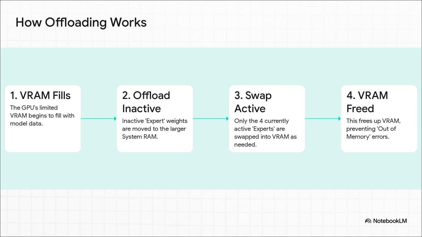When you start to load the model, your GPU's fast memory, that little desk, starts filling up. The system then automatically sees all those expert librarians that aren't needed right now, and it moves them over to your computer's main RAM, the big bookshelf. Then, as the AI is thinking, it only pulls the 4 active experts it needs onto the fast VRAM. As soon as they're done, whoosh, they get swapped back out. It's this constant, seamless shuffling that keeps you from ever seeing that dreaded out-of-memory error.